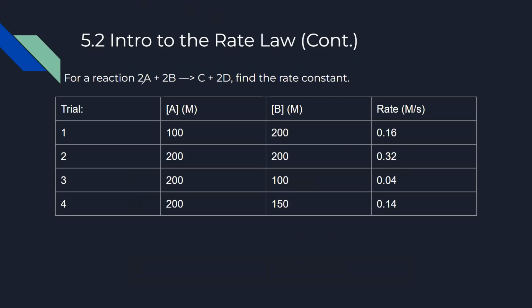So for a reaction 2A plus 2B makes C plus 2D, find the rate constant. So for this one, what you first have to do is find, for concentration of A, trials where A changes and the rate changes, but the concentration of B does not. So trials 1 and 2 do this, with A changing from 0.1 to 0.2 and the rate from 0.16 to 0.32, while B stays the same.